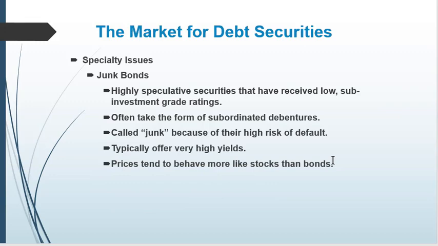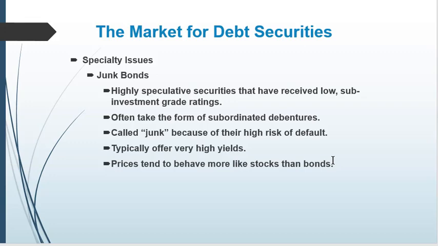The last type of specialty issue really isn't a specialty issue. It's just a category of debt, right? Junk bonds are sometimes referred to as high yield debt securities, right? High yield means high risk. So junk bonds typically have higher default risk. They have higher yields, of course, because of this risk. And if you look at the prices of these things, they tend to move much like stocks do. So they act a little bit more like stocks than bonds with their volatility. But the important part here is that they are higher risk things.